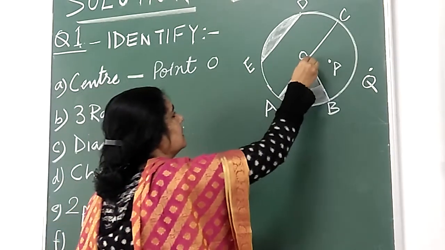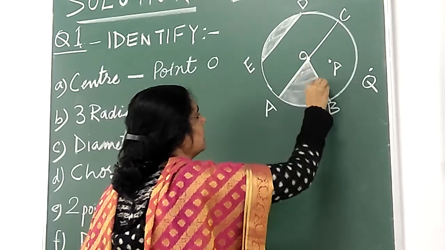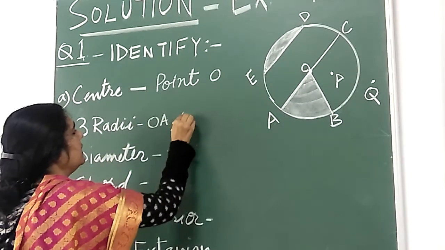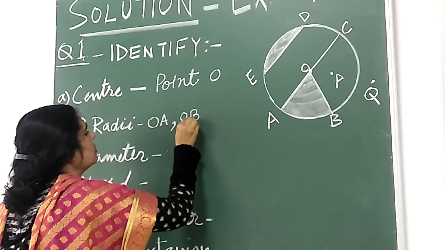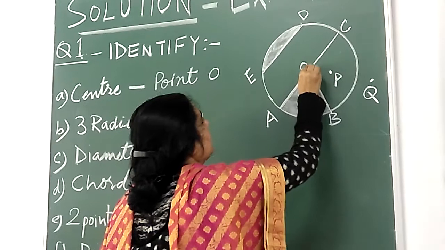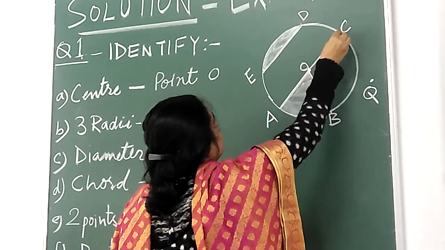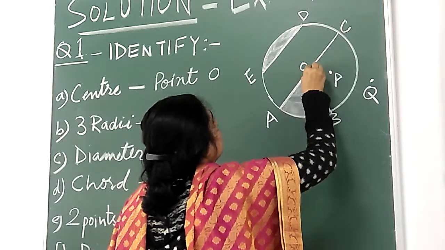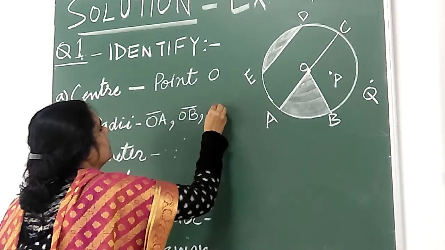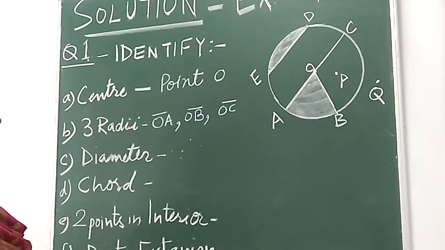Now, 2nd radius. This is also radius. This is the center and this is a point on the circle. And this line segment, it is connecting it. So, we can write OB line segment is also a radius. Now 3rd radius, this is center and this is a point on the circle and this line segment is connecting it. So line segment OC is also a radius. So 3 radii are there.